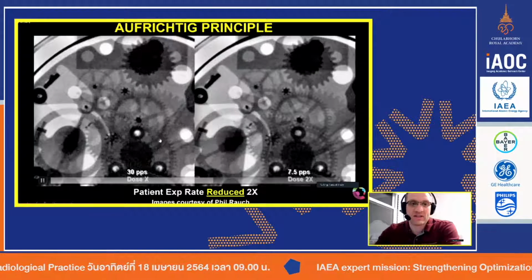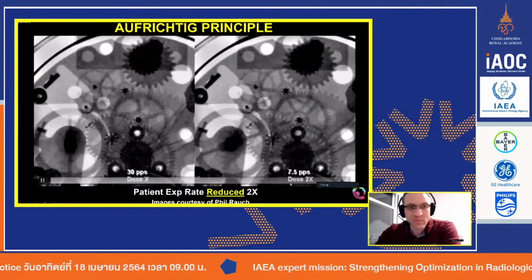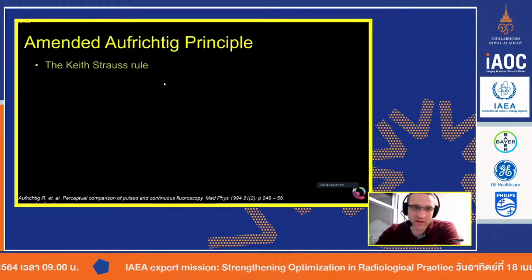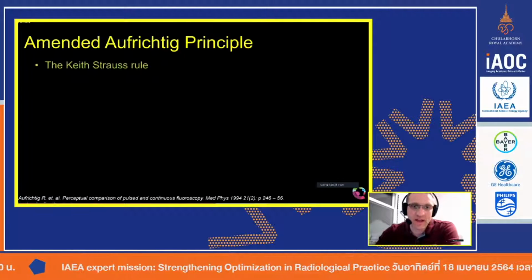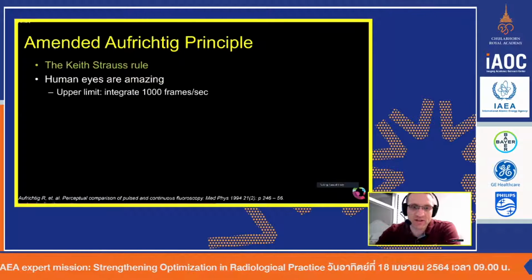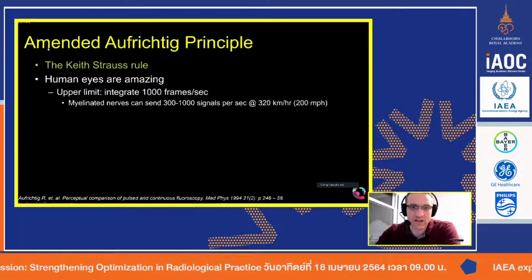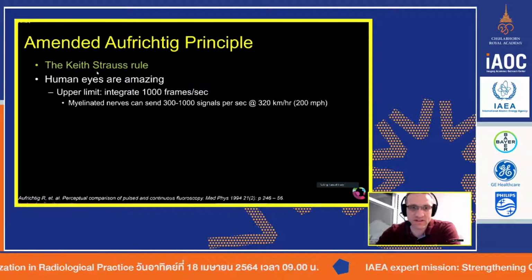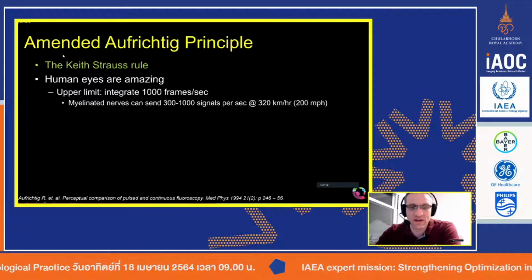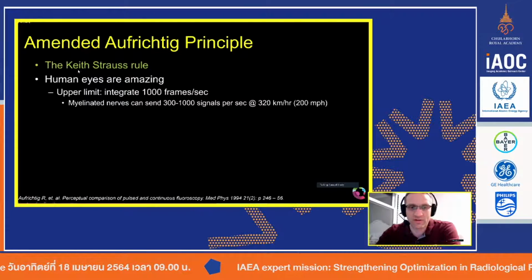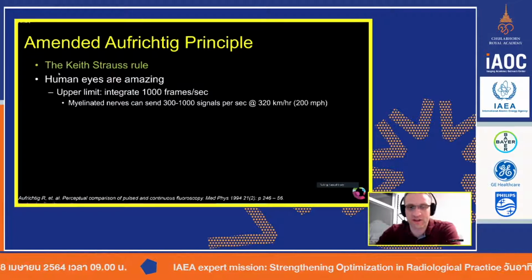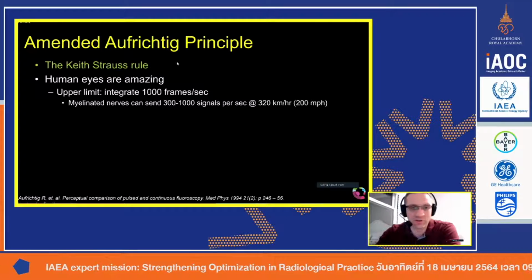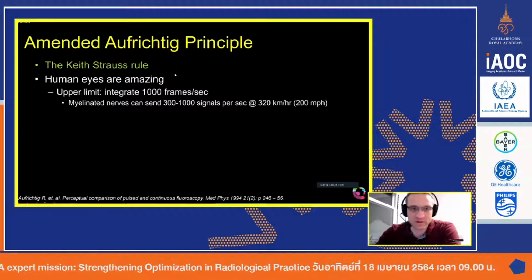All right, so that is the Afrique principle. My colleague and friend named Keith Strauss added to that. I call it the Keith Strauss rule. And that is, we talked about this idea that our eyes can integrate 1,000 frames per second. Some statistics here: the myelinated nerves can send signals, 300 to 1,000 signals per second, which is pretty darn quick. That's 320 kilometers per hour. Our brains, our bodies are just amazing.